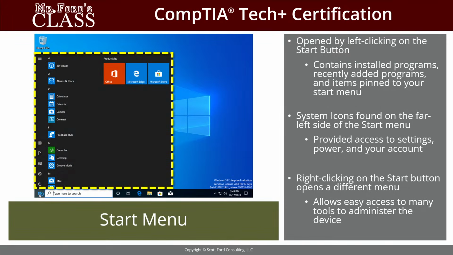When you click on the start button, you get the start menu. This is probably your main interface with Windows. This is where your applications are. This is where you find files, all sorts of things like this. If you right click on it, you get additional functionality. So if you right click on the start button, it opens up a menu.